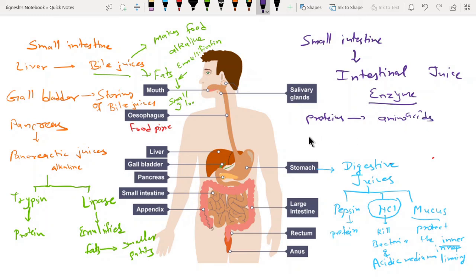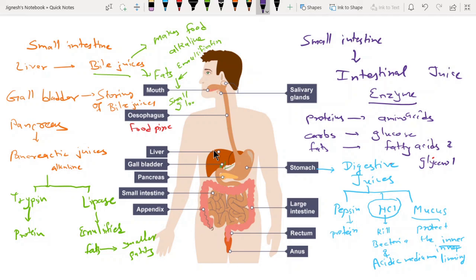Then carbohydrates, I will write as carbs, are converted into glucose, and fats into fatty acids. So this is how digestion goes on here. I forgot to write glycerol as well: fatty acids and glycerol. So in the small intestine, complete digestion takes place. This is the digestion part.